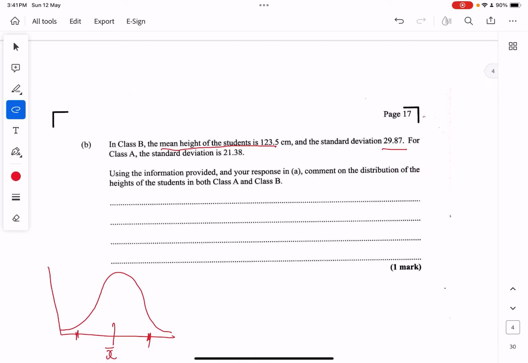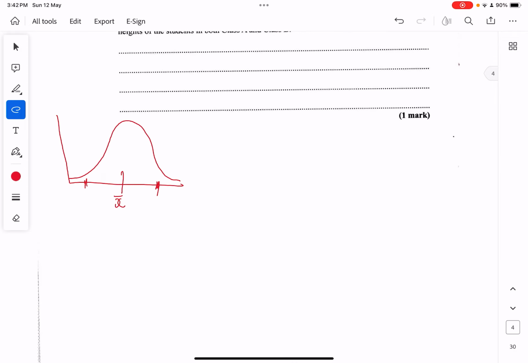And if we have a higher standard deviation, 29.87, we can conclude that for class B, because we have a higher standard deviation, our height is spread out more than for class A. So you're going to have more persons on the extreme ends, or persons that may be much taller, for class B than for class A. Most of your points would be closer to your mean for class A than for class B. And that's basically what you would, in a nutshell, talk about for this question.